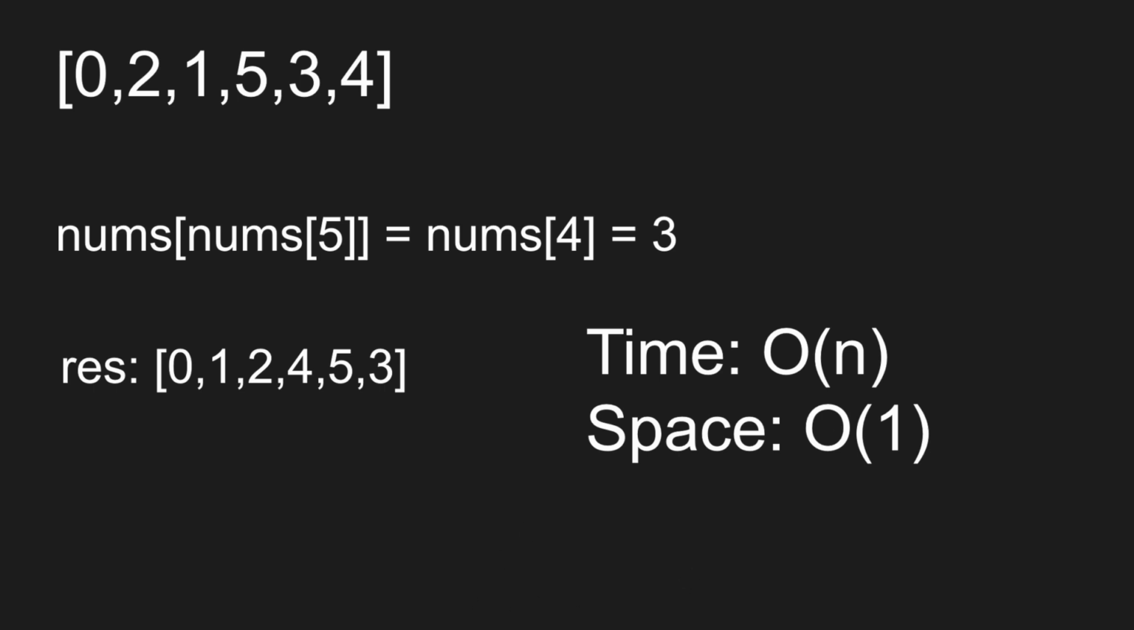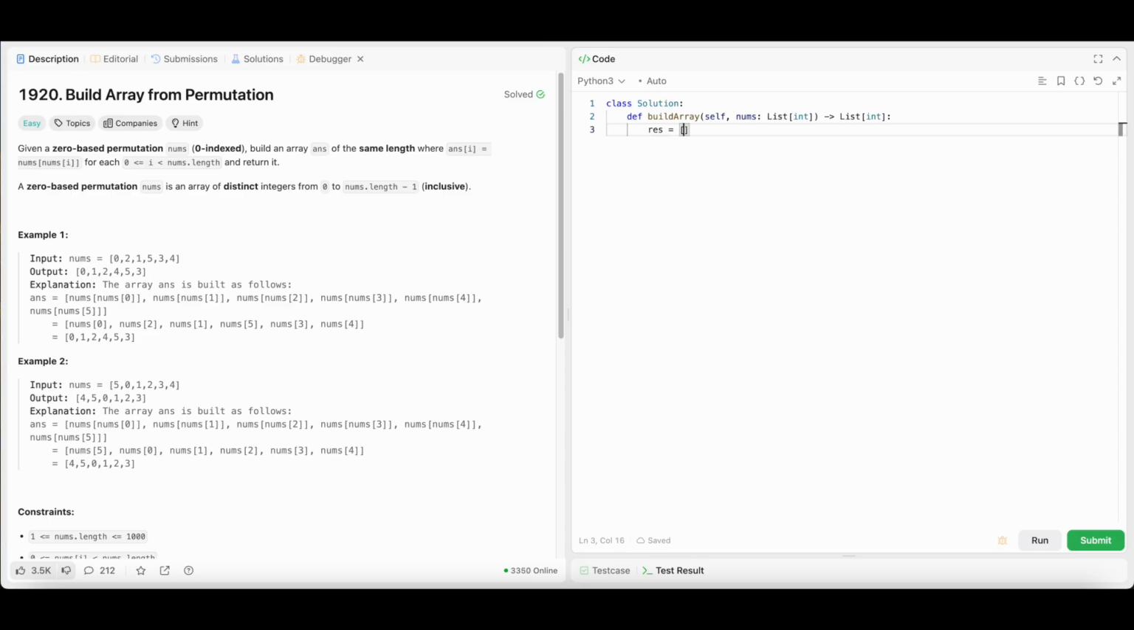So now let's get to the coding part. First, we can set result to 0 times the length of nums, and now we will loop through the length of nums. So for i in range length of nums, the result of i will be nums of nums of i, and then we can return result at the very end. Let's see if it works.